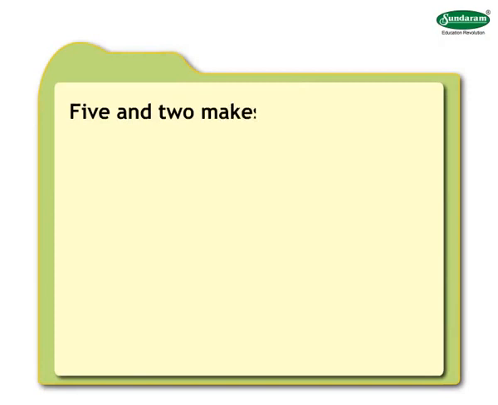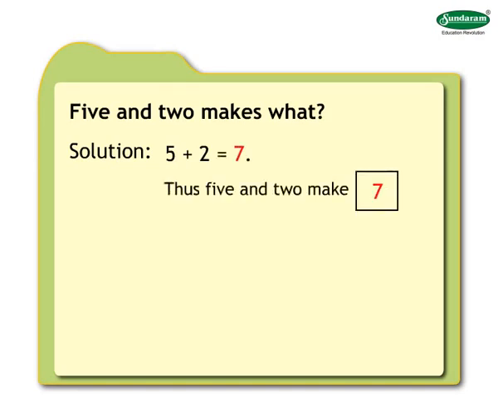5 and 2 makes what? Solution. Here, 5 and 2 means you have to add the numbers. That is 5 plus 2. After 5, count next two numbers in your mind. That is 6, 7. Thus, 5 and 2 makes 7.